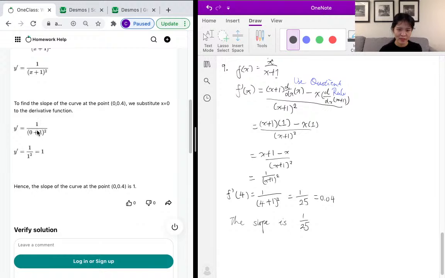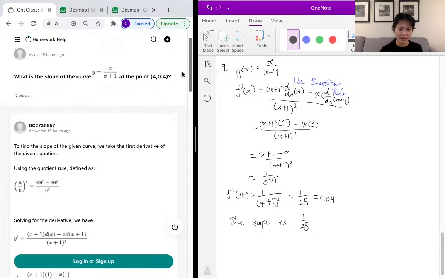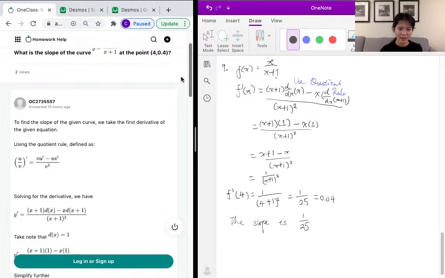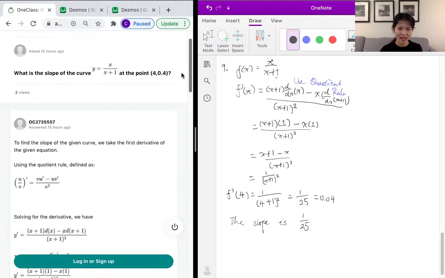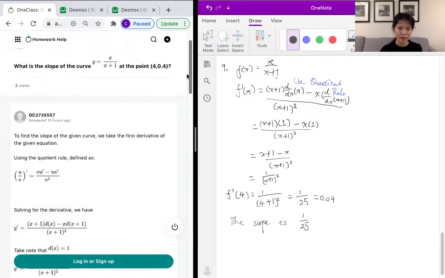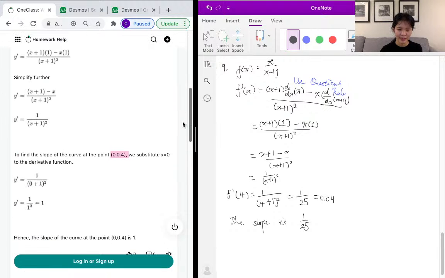They substituted everything up to this point correctly, but they're trying to find the slope of the curve at the point 0, 0.4, but we were asked for the point 4, 0.4, and the point 0, 0.4 is not even on the function, because when x is at 0, the y coordinate is also at 0. So this function doesn't even go through 0, 0.4.